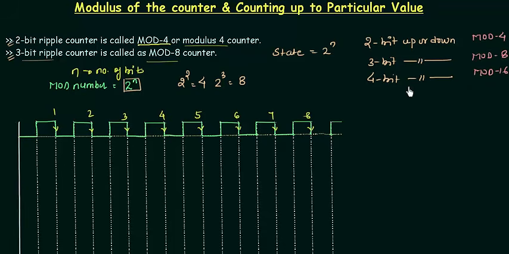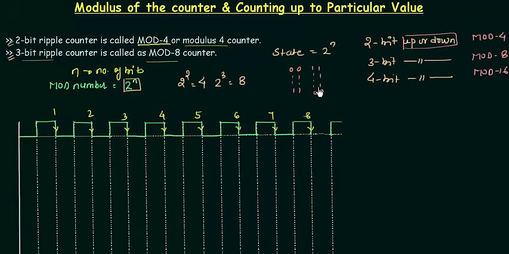So I will call it a mod 16 counter, and you can see that up or down counting is not going to affect the mod number, because an up counter and a down counter both have the same number of states. For example, for a mod 4 counter, in case of up counting, it will start from 0 0 and end at 1 1, and for a mod 4 down counter, it will start from 1 1 and end at 0 0. The number of states is 4 in both cases. So I hope you now know what the modulus of the counter is.